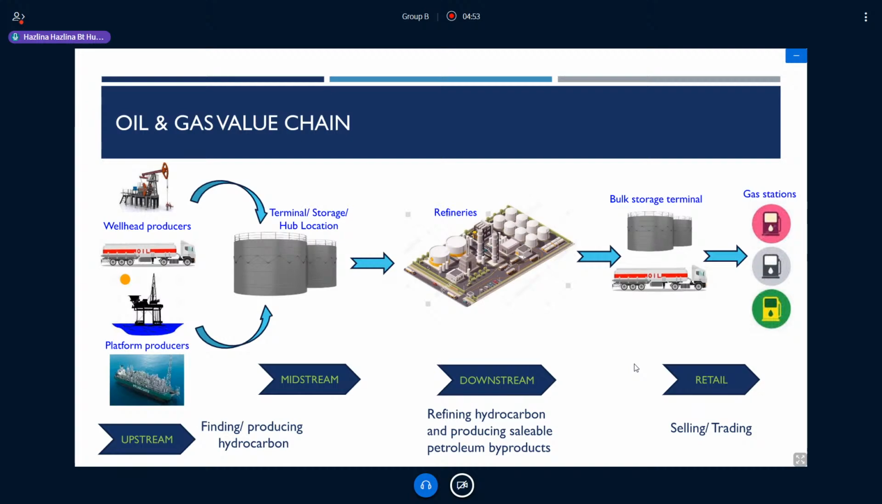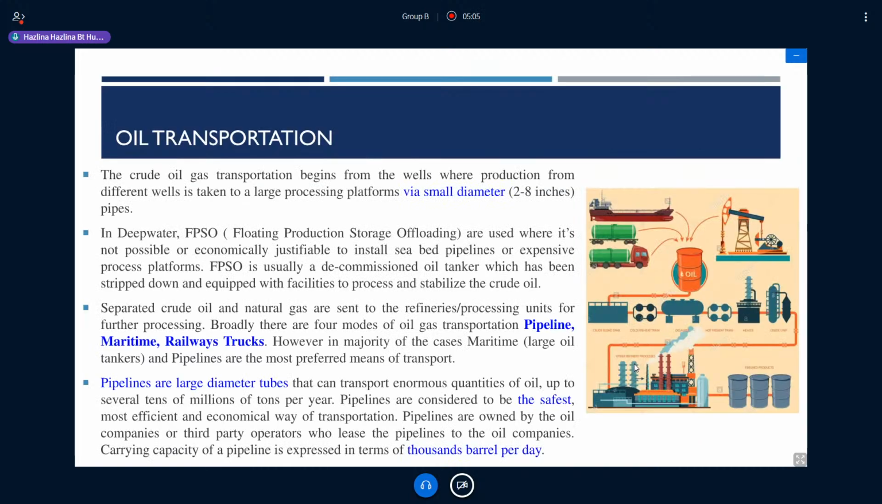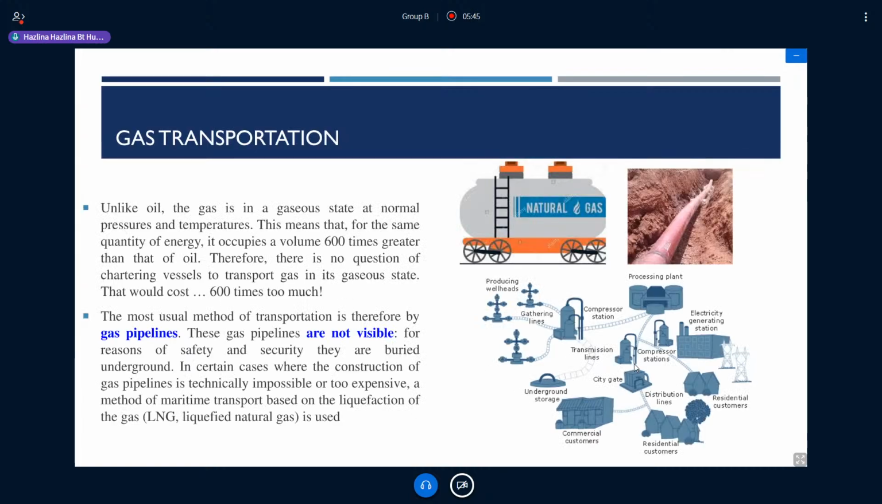So this is the overview I mentioned just now, of how oil and gas from its reserve is transported to us as the end user. Looking at the transportation types listed here, there are many ways of transporting oil: pipeline, maritime, railway, and trucks. It will depend on the location of your oil and gas reserve. If it is offshore, then probably pipeline and maritime. If it is onshore, it could be pipeline again, railway, and trucks. It depends on the location of your reserves.